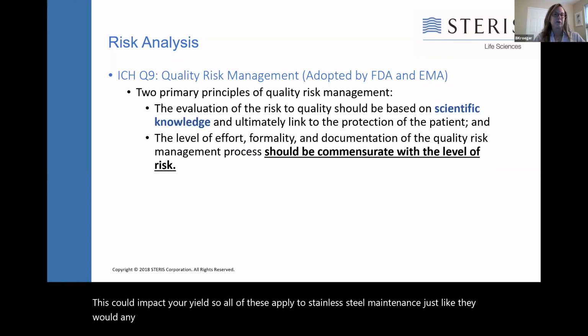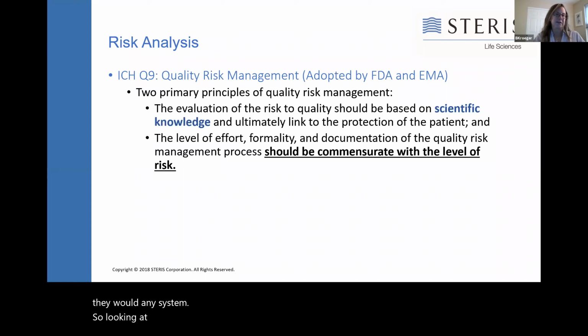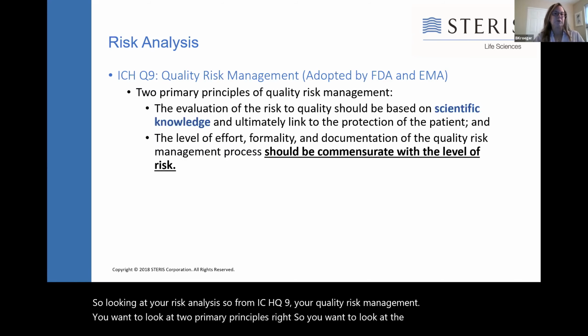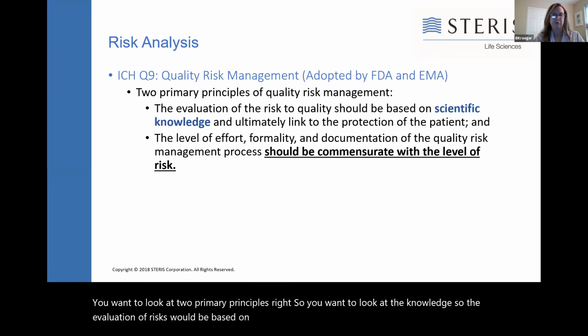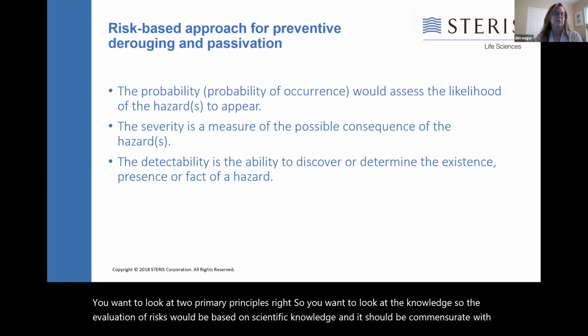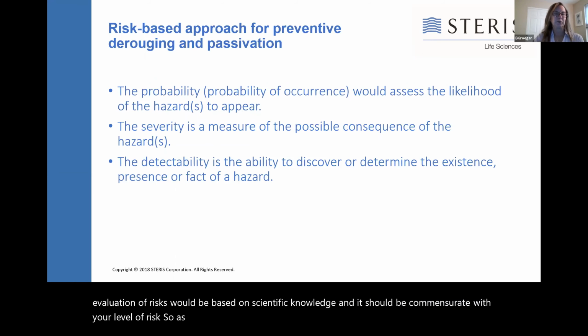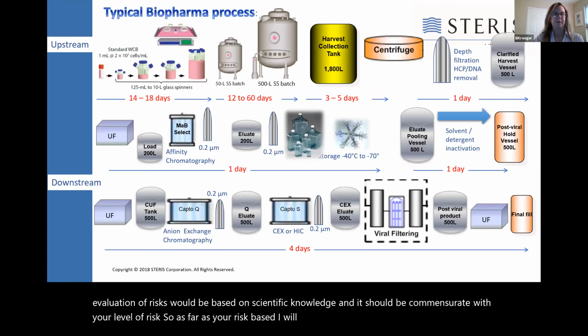So looking at your risk analysis, from ICH Q9, your quality risk management, you want to look at two primary principles, right? So you want to look at the knowledge. The evaluation of risk should be based on your scientific knowledge, and it should be commensurate with your level of risk. So as far as your risk-based approach, I will show you in the interest of time.